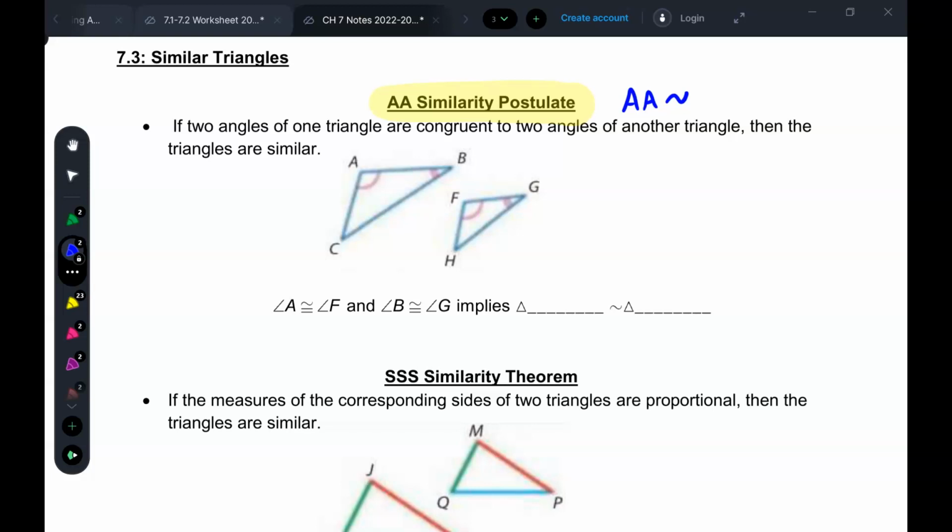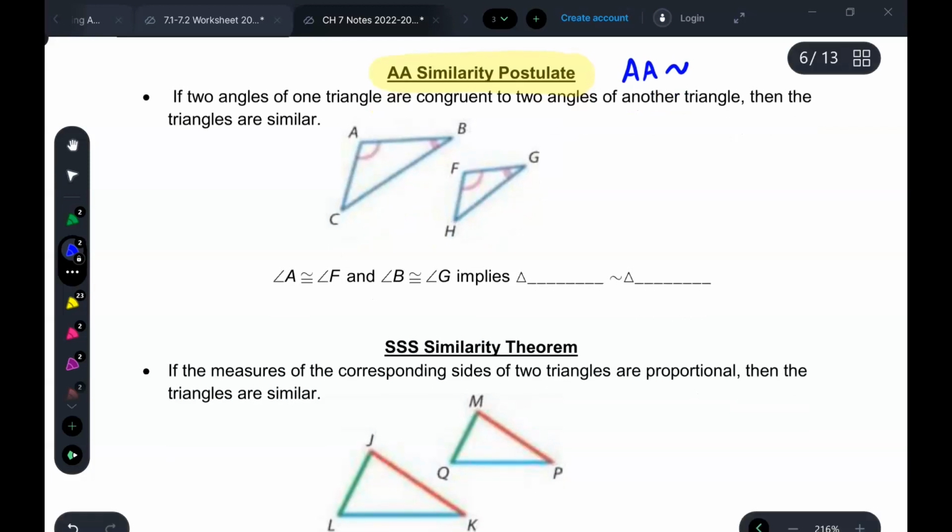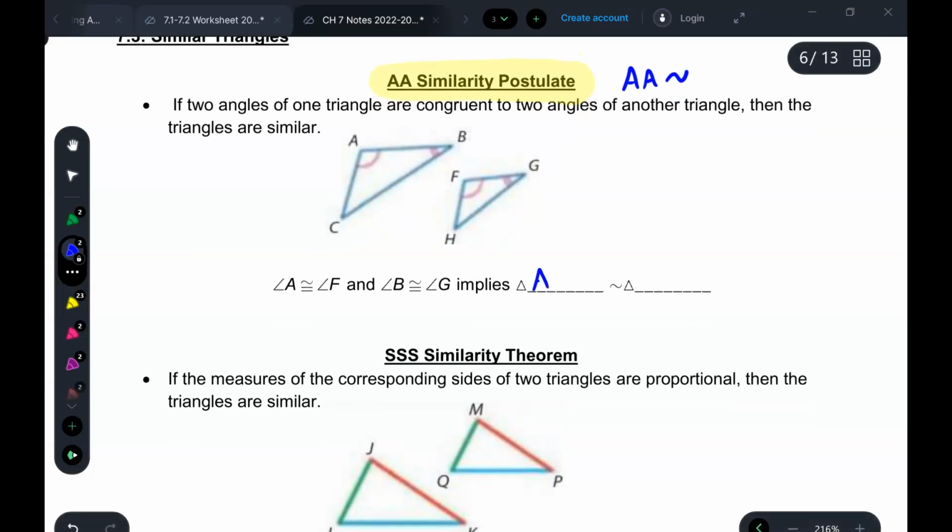Now, automatically, if these two angles are congruent, would C and H be congruent? Yeah, that's our third angle theorem. But really all you need are those two angles. So we say ABC is similar to FGH. That means that if angle A was 50, then angle F also has to be 50.